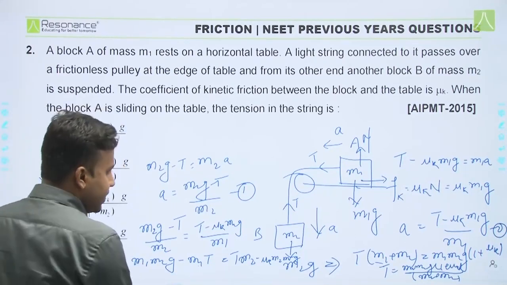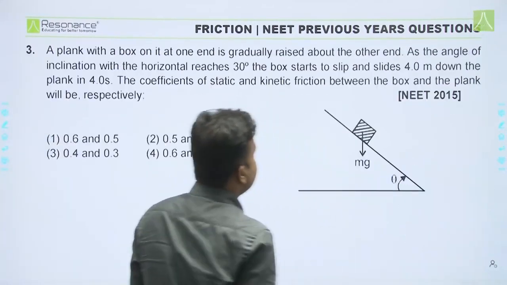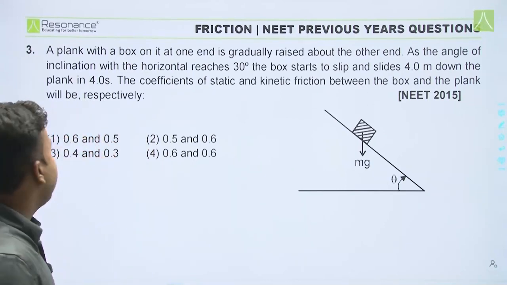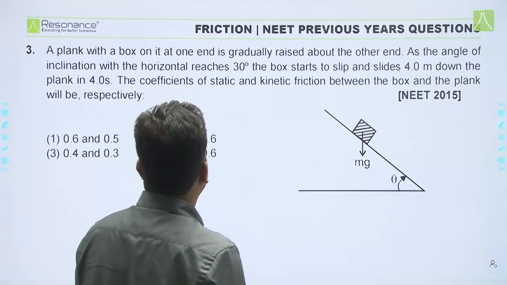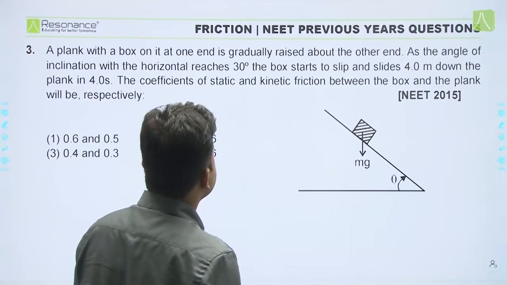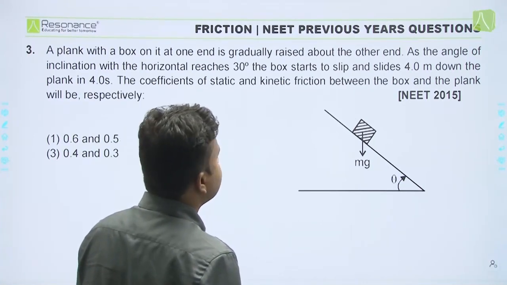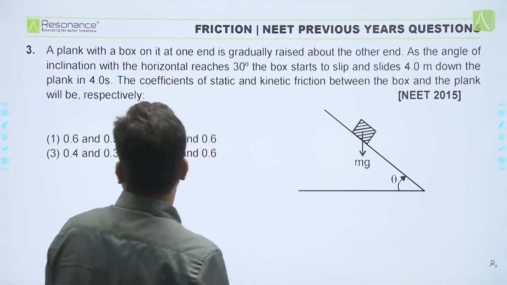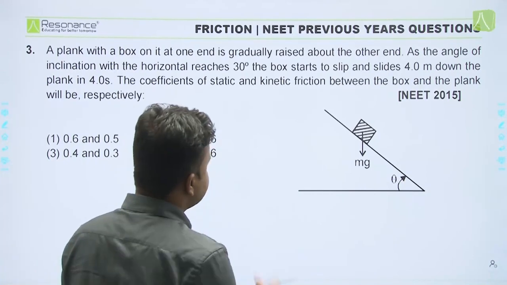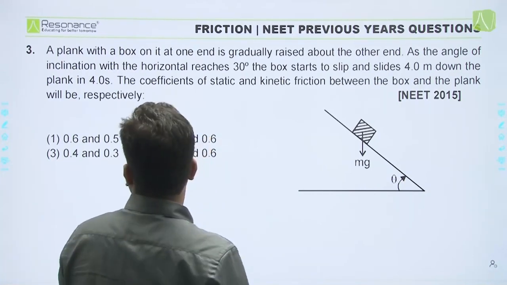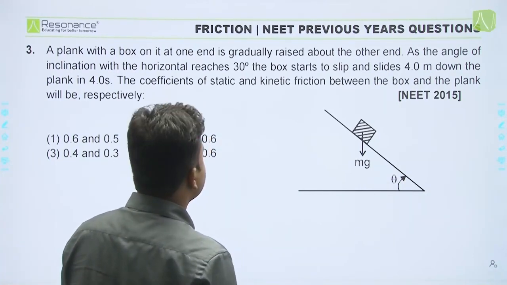Okay, now come to the next question, student. Next question: a plank with a box on it at one end is gradually raised about the other end. As the angle of inclination with the horizontal reaches 30 degrees, the box starts to slip, and it slips 4 meters down the plank in 4 seconds.